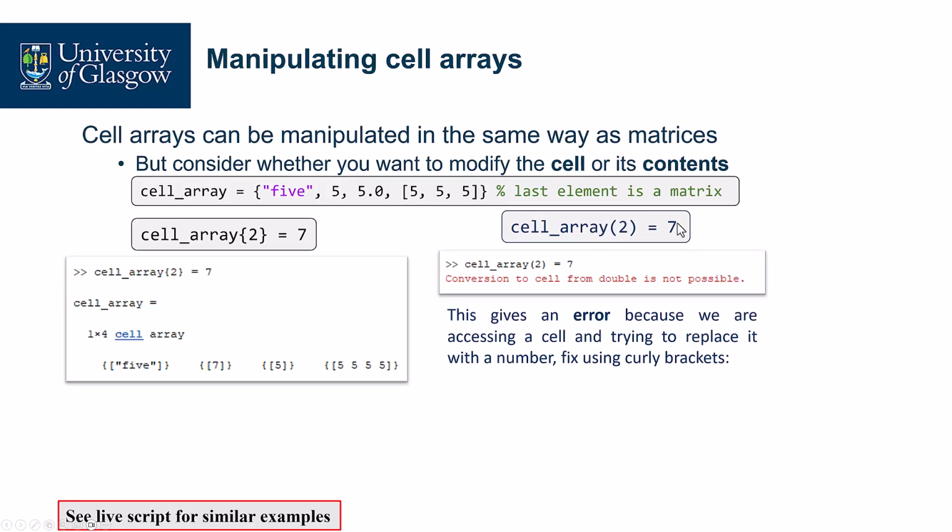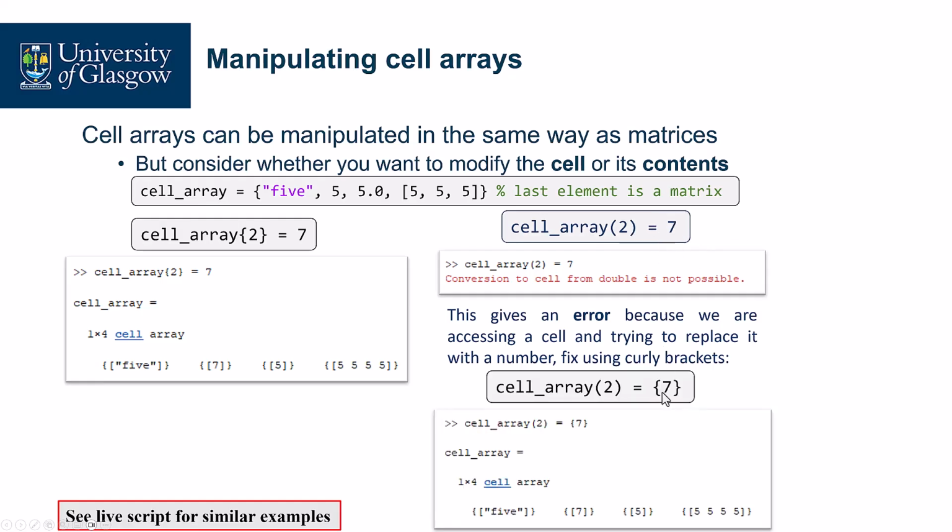It is a cell array. I can't use a number to replace a cell array. So this is a mistake. Then how can I solve it? Either I change this parentheses into curly braces. This is one way. The other way is what? I can change this 7 to a cell.